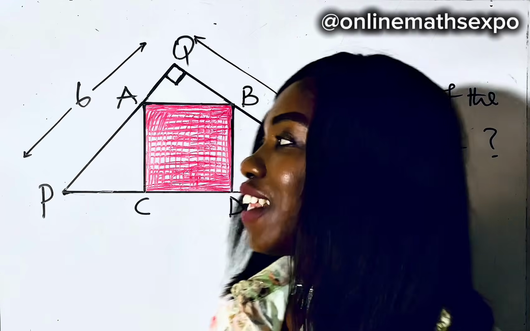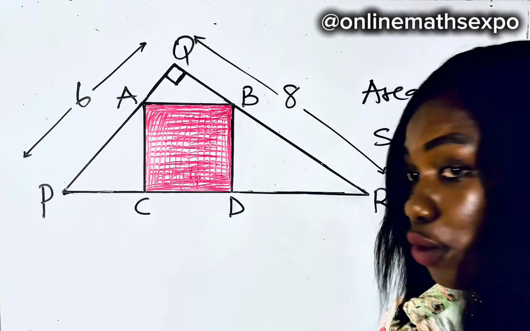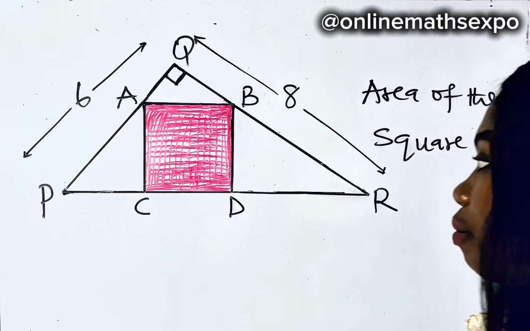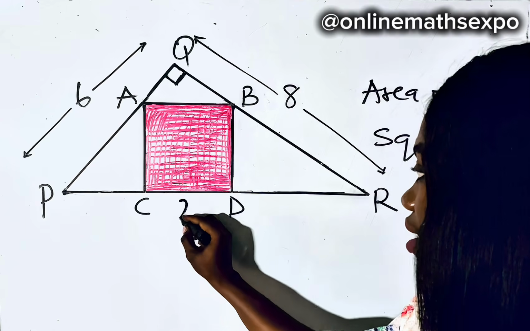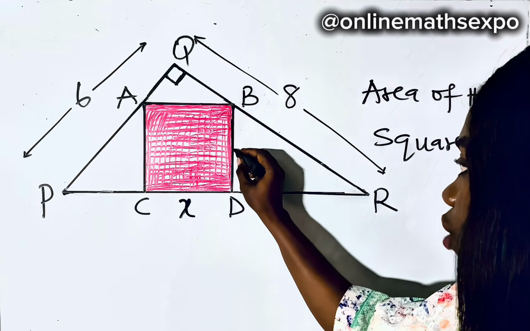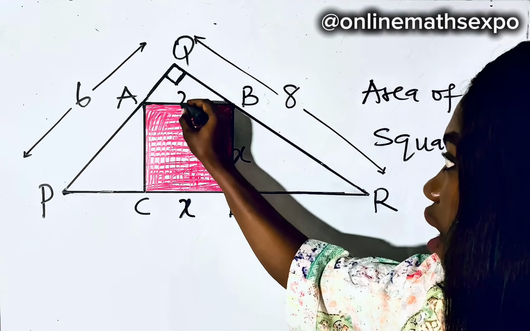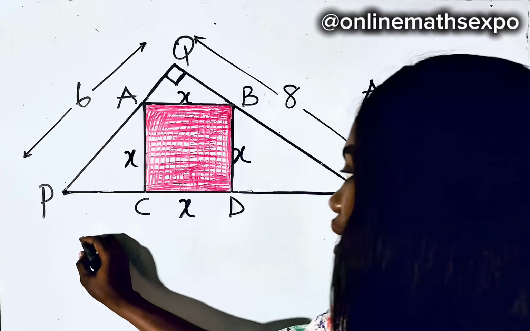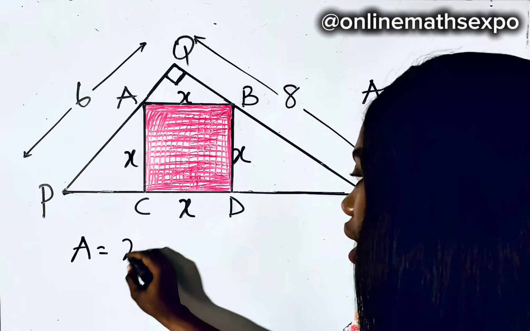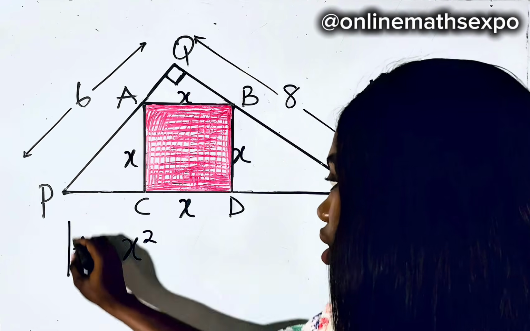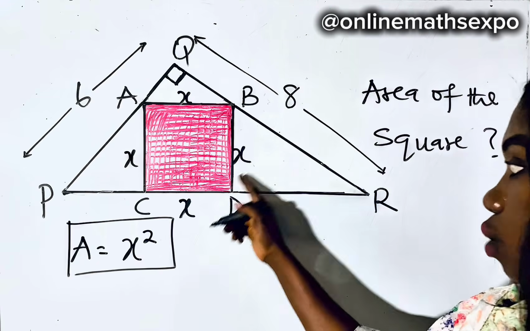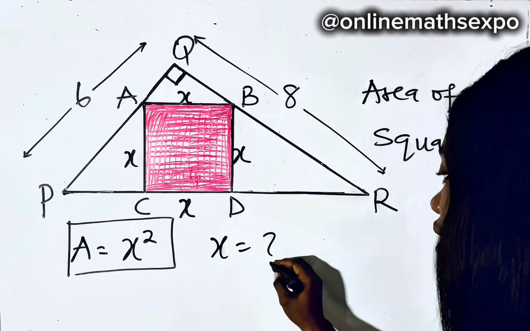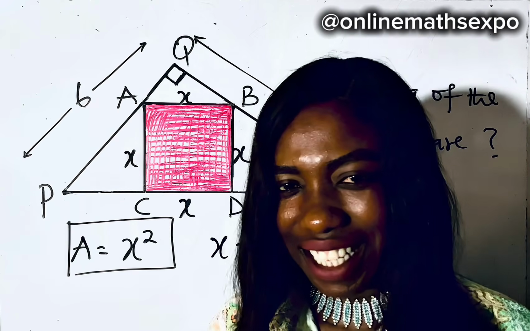It's just so easy. Now, remember, for us to find the area of a square, one thing about a square is that all the sides are equal. So if we label length CD as X, it means that length BD will be X, AB is X, and then AC will be X. In that case, the area will be X squared. That's the area of the square, just multiplying these two sides gives you X squared. But the question is, how do we find this X? Let me show you how to do that easily.